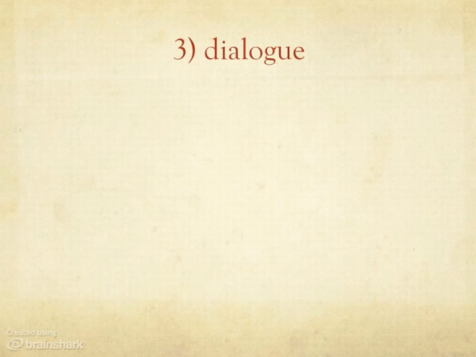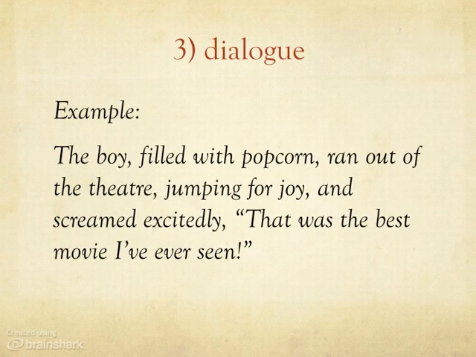The third strategy for writing a hook is to use dialogue. Here's an example. The boy, filled with popcorn, ran out of the theater, jumping for joy and screaming excitedly. "That was the best movie I've ever seen." This is like the one we just looked at, to write a story or an anecdote, but here I included dialogue from someone, so it adds to the story I'm trying to set.